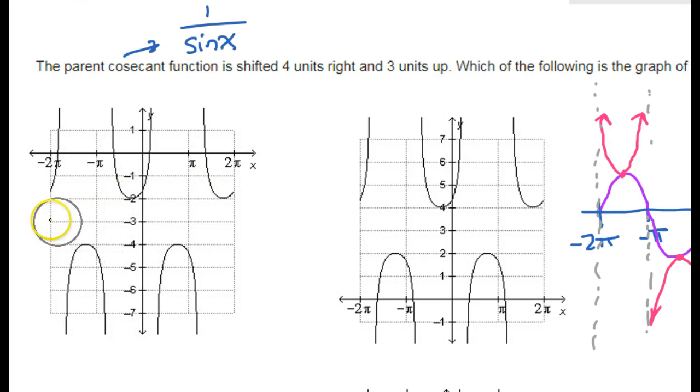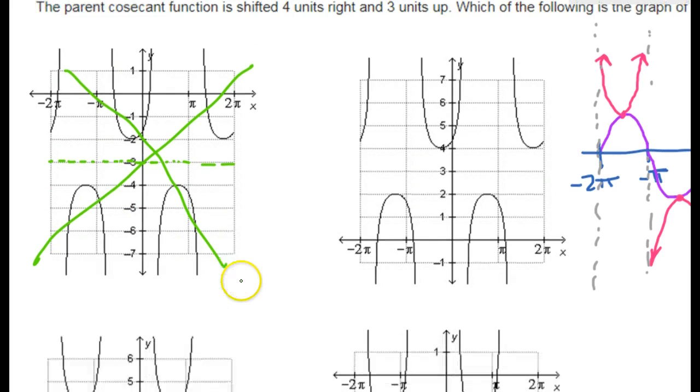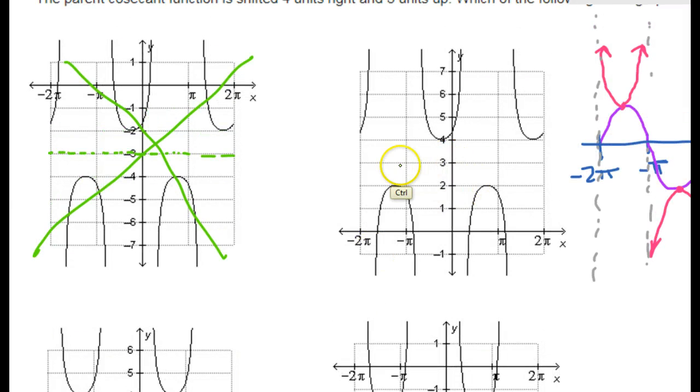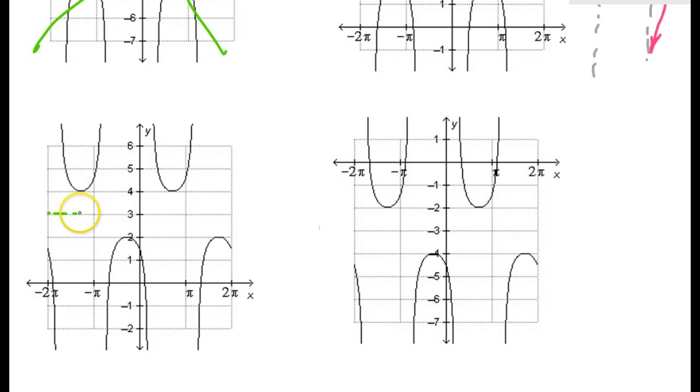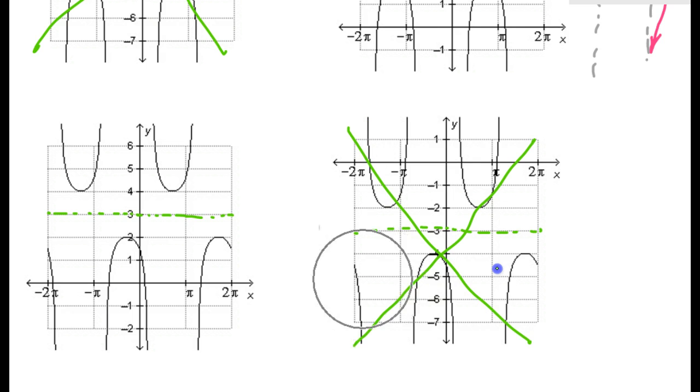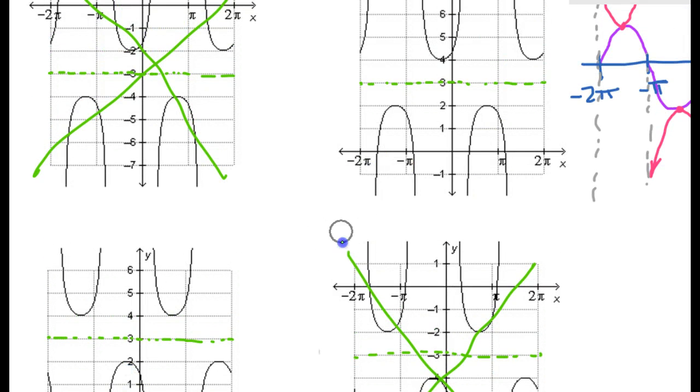So looking at this graph, here's a line that goes right through the middle of everything. That's at -3. That would be shifted down 3 units. So I know that this is not the answer. If I look at this graph, the midline is at 3, so this is a possibility. Here the midline again is at 3. This is shifted up 3, so this is a possibility. But here the midline is at -3, so that's no good. So we've narrowed it down to kind of a 50-50 chance here.